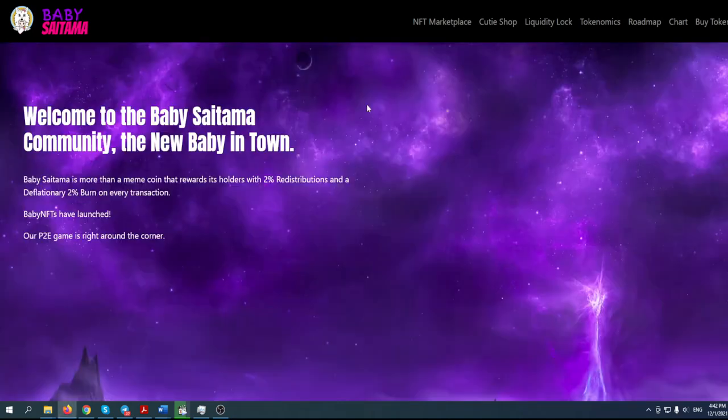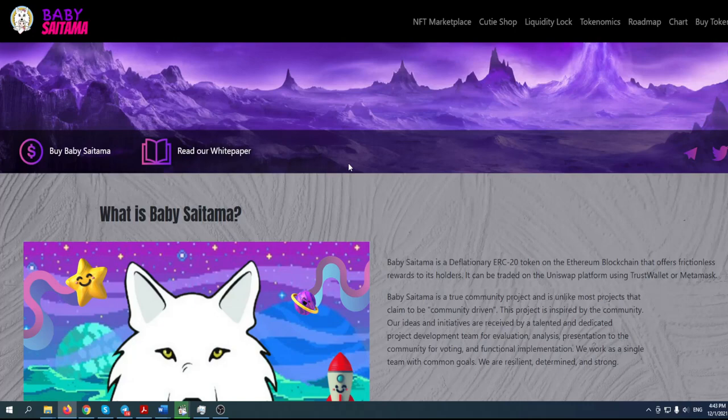Okay guys, so what makes this coin, this token, so special? Please take a look at this. So Baby Saitama is more than a meme coin that rewards its holder with 2% distribution and deflationary 2% burn on every transaction. So Baby NFTs have launched. Our play to earn game is right around the corner. We'll talk about that later, but please take a look at their tokenomics.